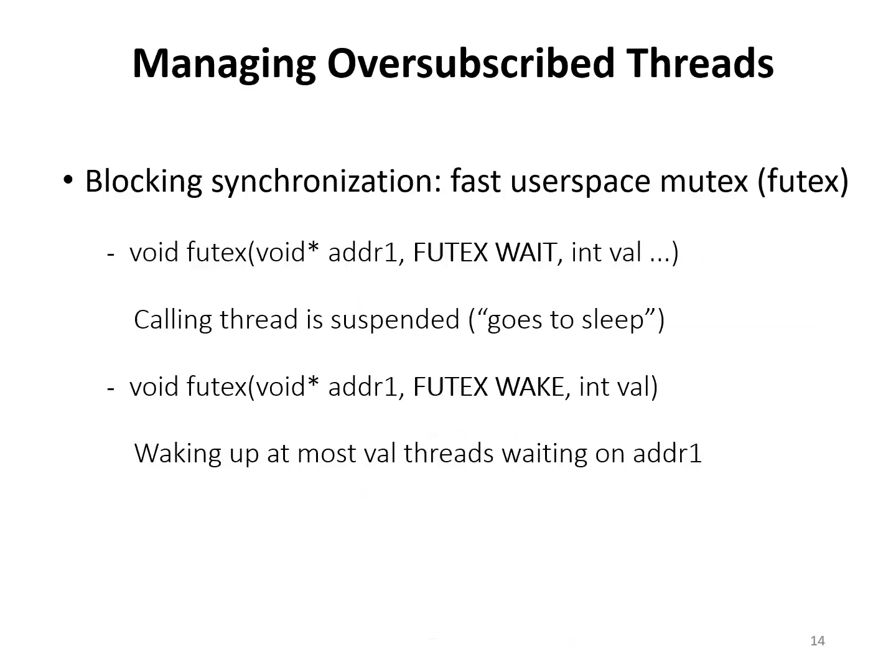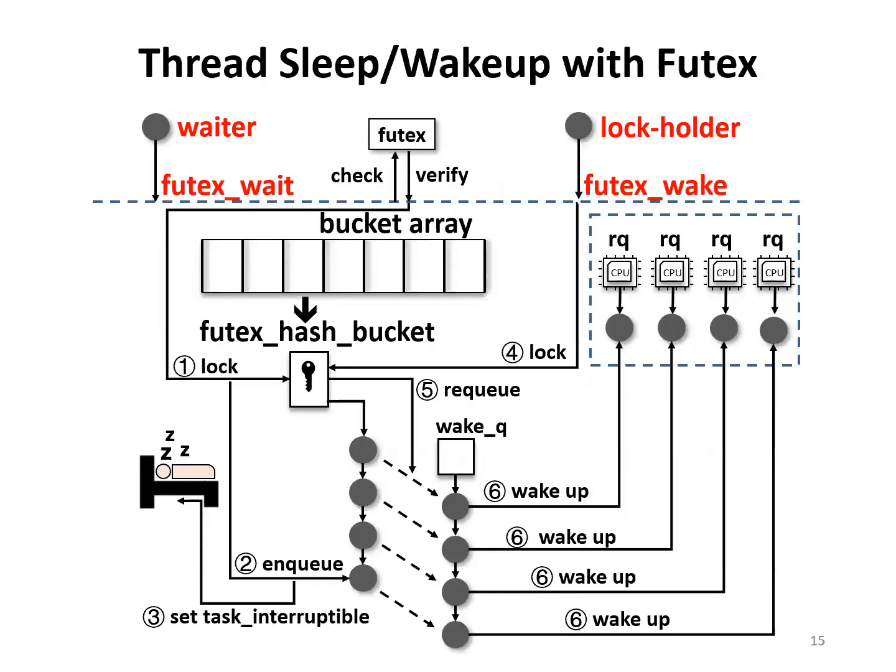Then we show that mechanisms designed for managing threads are inefficient for managing oversubscribed threads. The OS kernel supports the fast user space mutex, named the futex, to implement thread sleep and wake up for blocking synchronization. The waiter thread invokes futex wait and starts the sleep process after failing to acquire the lock.